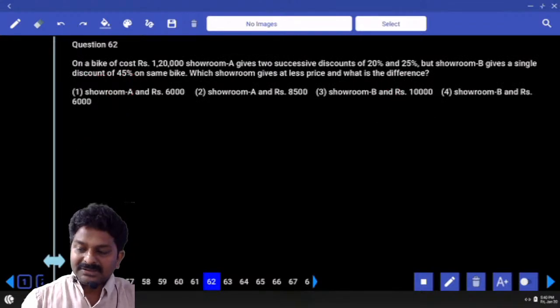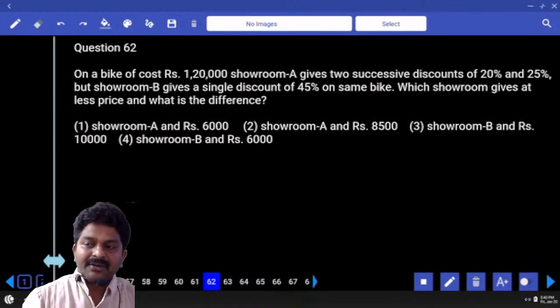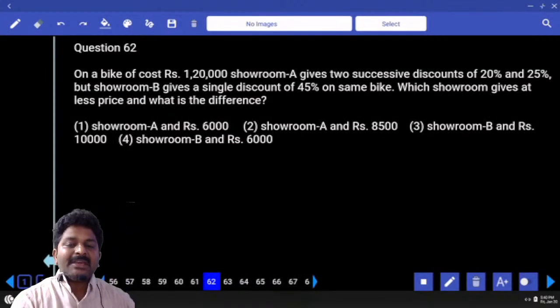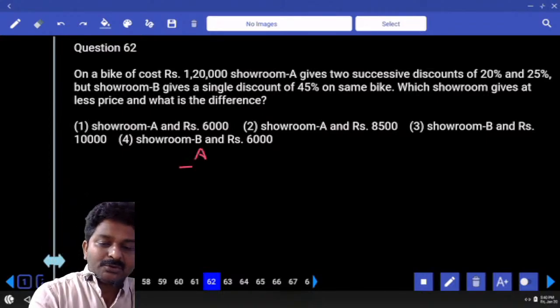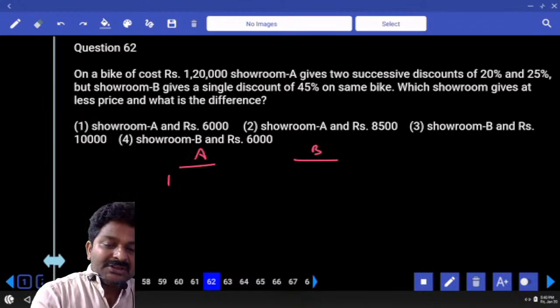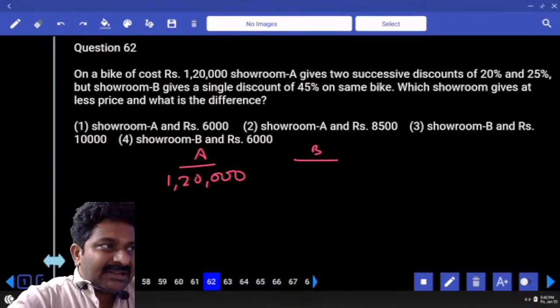On a bike of cost 1,20,000, showroom A gives 2 successive discounts of 20% and then 25%, but showroom B gives a single discount of 45% on the same bike. Which showroom gives it at less price and what is the difference? Now we have 2 showrooms, A and then B. Initial value is 1,20,000. Discounts are 20% and then 25%.